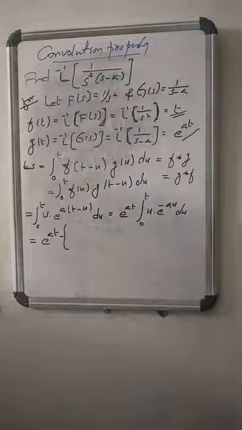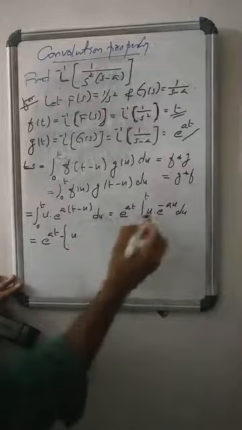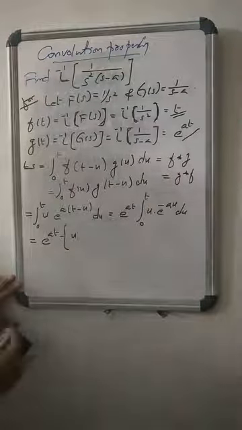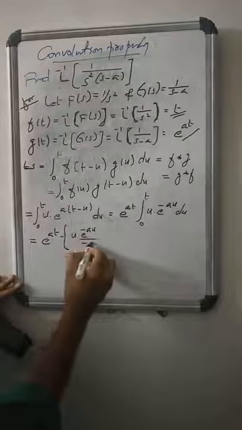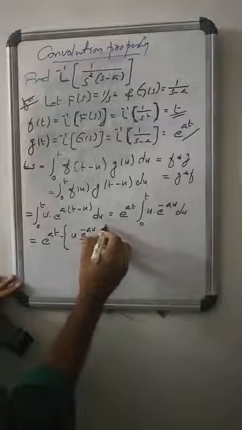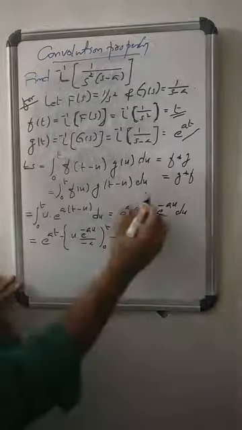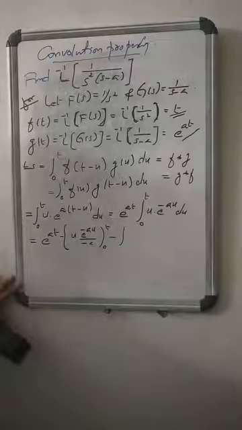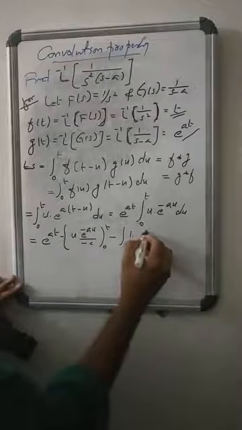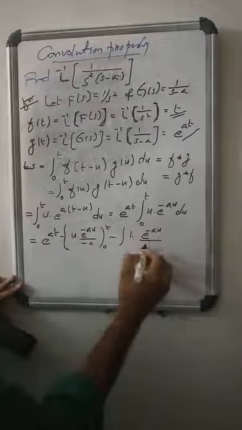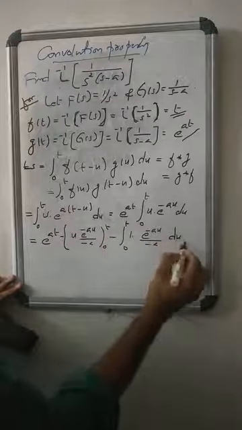That is integration by parts. So what do I get? First function into integral of second. What is the integral of e power minus au? e power minus au by minus a, from 0 to t. Minus integral of the derivative of the first function. The derivative of u is 1, into the integral of the second function. Again, the integral of e power minus au is e power minus au by minus a, from 0 to t, du.